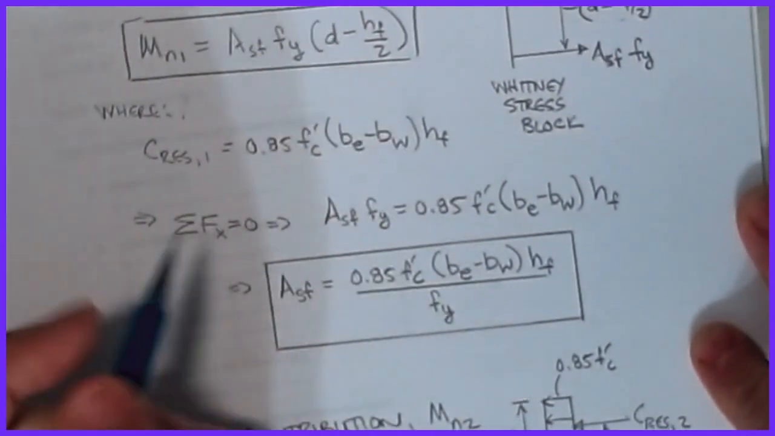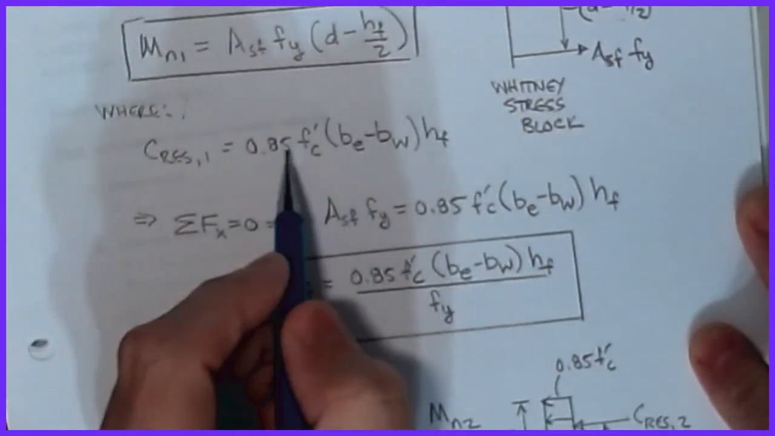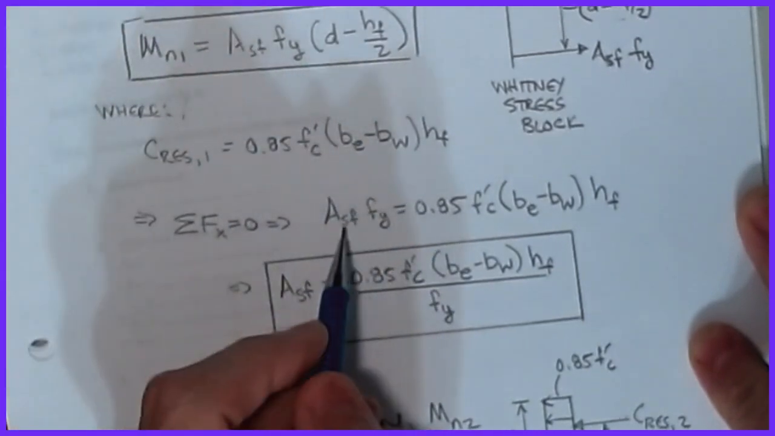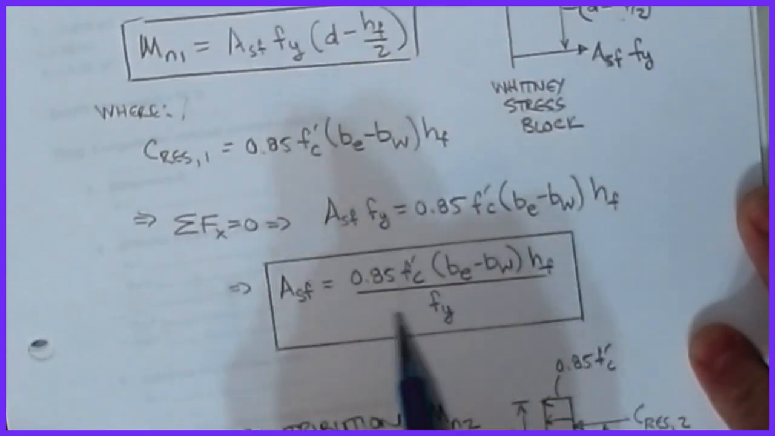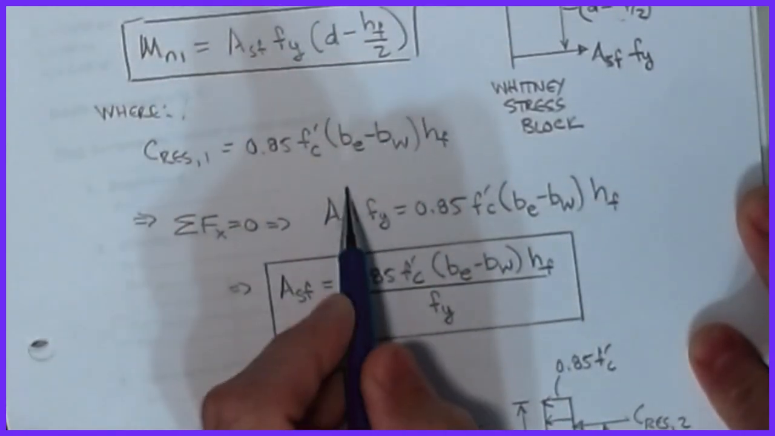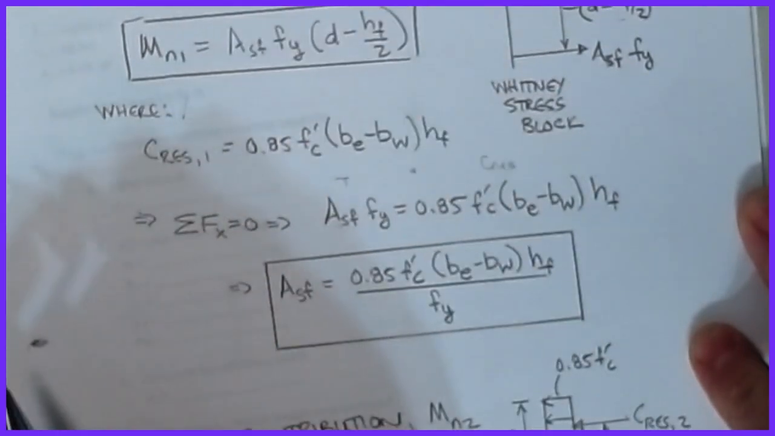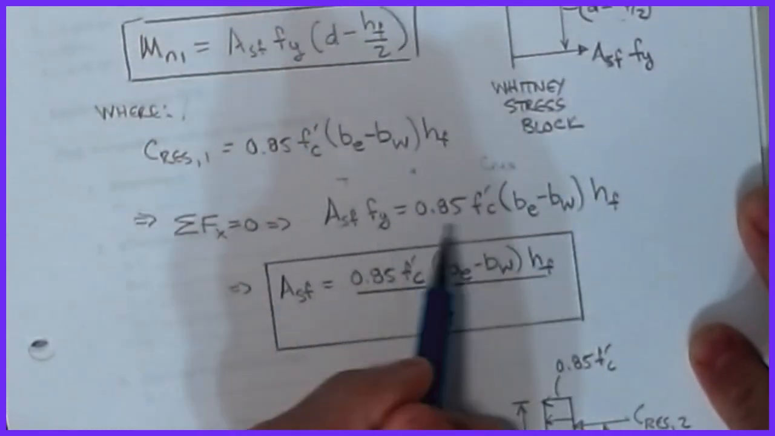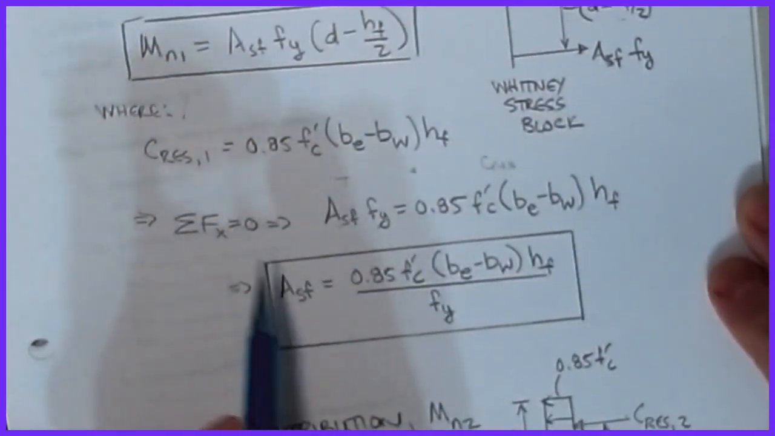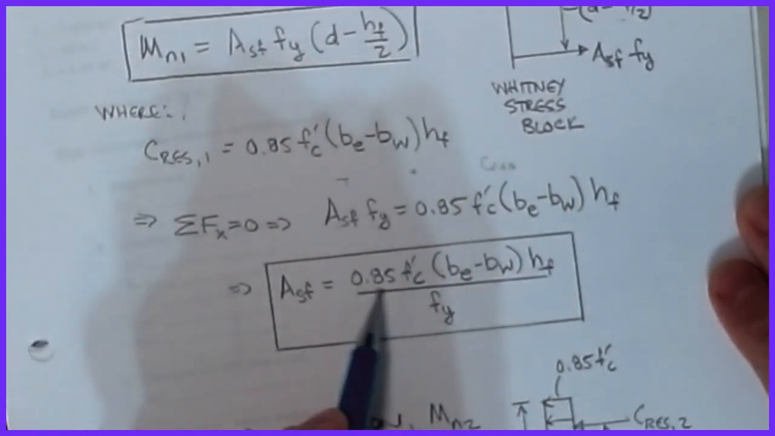When I do that, if C-res is the compressive block capacity of the flange, I can then solve for the portion of steel that balances that, doing sum of forces in the x direction. That's what's done in this equation here. So ASF FY is my tensile component, here's my C-res component, and I basically said those are equal to each other. If I say that ASF is going to yield, then I can calculate these portions as well. And that's all we do. So plug in 0.85 F prime C, BE minus BW, HF divided by FY. So that's the flange contribution.